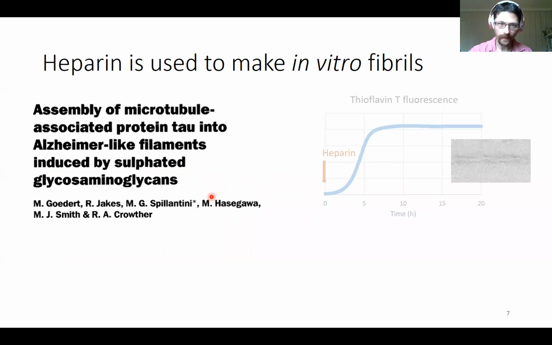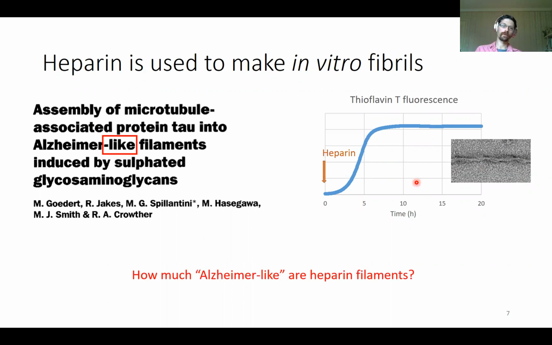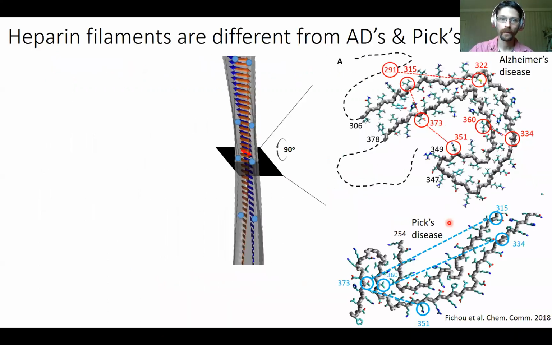The way we do that with tau is by adding cofactor, most of the time heparin. When you add it to tau, you have spontaneous aggregation, as you can see by thioflavin T fluorescence, and you can verify by electron microscopy that you have those amyloid fibers. And so the first question we wondered was how close those in vitro fibrils that you make in your test tube are from the structure that were solved recently in the brain.